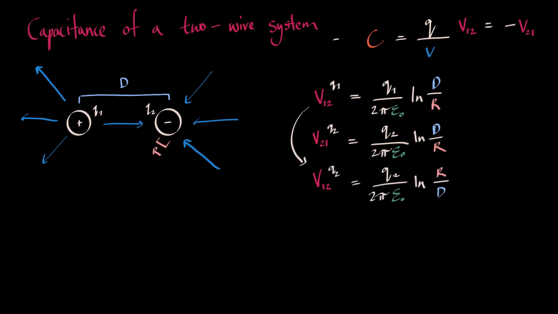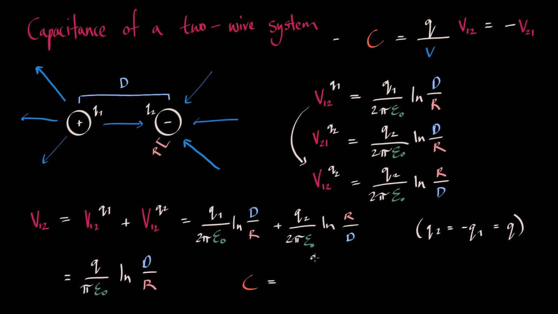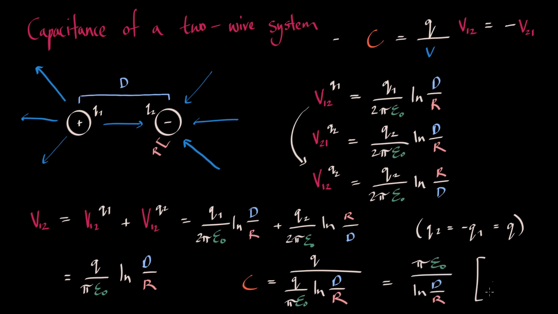Now using the principle of superposition, that is, the potential differences over the same space sum arithmetically, we can determine the voltage difference due to the presence of both charges. We can further simplify this by understanding that the first charge is equal to the opposite of the second charge. Finally, substituting into our capacitor equation, we get an equation for the capacitance between two wires equaling pi times epsilon naught over the natural log of d on r farads per meter.